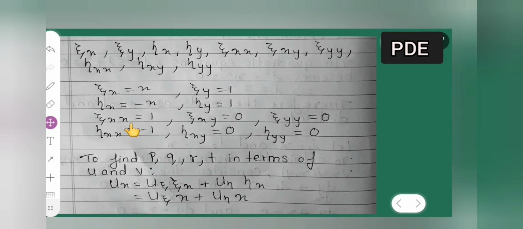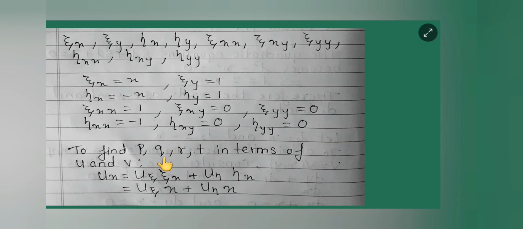Double differentiation: you will get 1 from here. And this is xy, so you will get 0 because this term is not there. With respect to y, again it will be 0. Again, if you differentiate this, this is constant, so it will be 0. Now minus 1, because I am differentiating with respect to x only, so it will become minus 1. This will be 0 and this will be again 0 because of this.